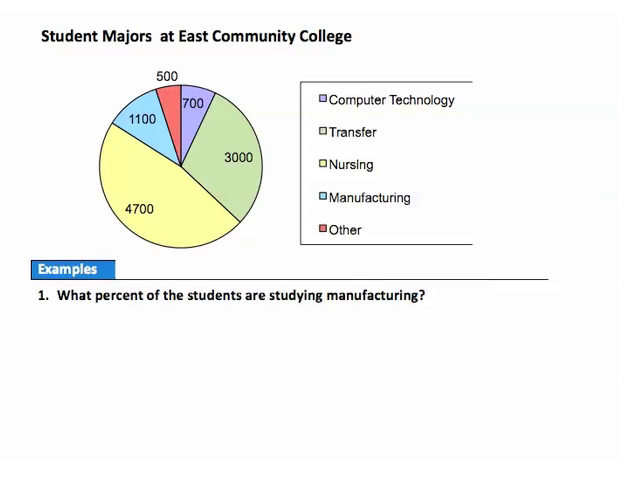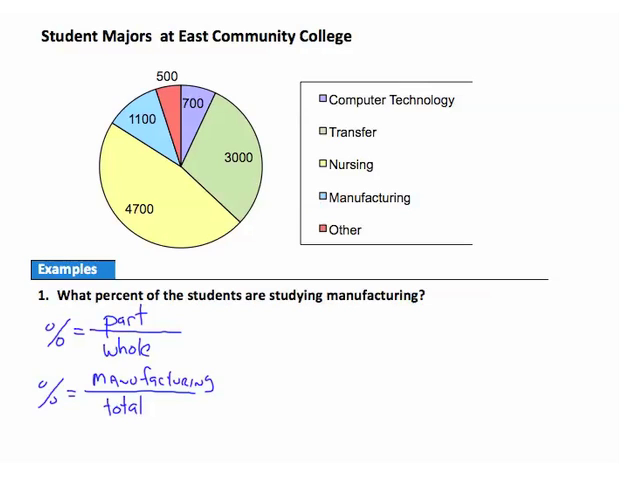Let's take a look at an example that will help you understand how to read the information on a circle graph. Example 1. What percent of the students are studying manufacturing? Well, we want to know what percent of the students are studying manufacturing. So remember, when we want to write something as a percent, we want to represent the part over the whole, which in this case is the students that are in manufacturing, and then the whole is going to be all the students at this East Community College, which is going to be the total students.